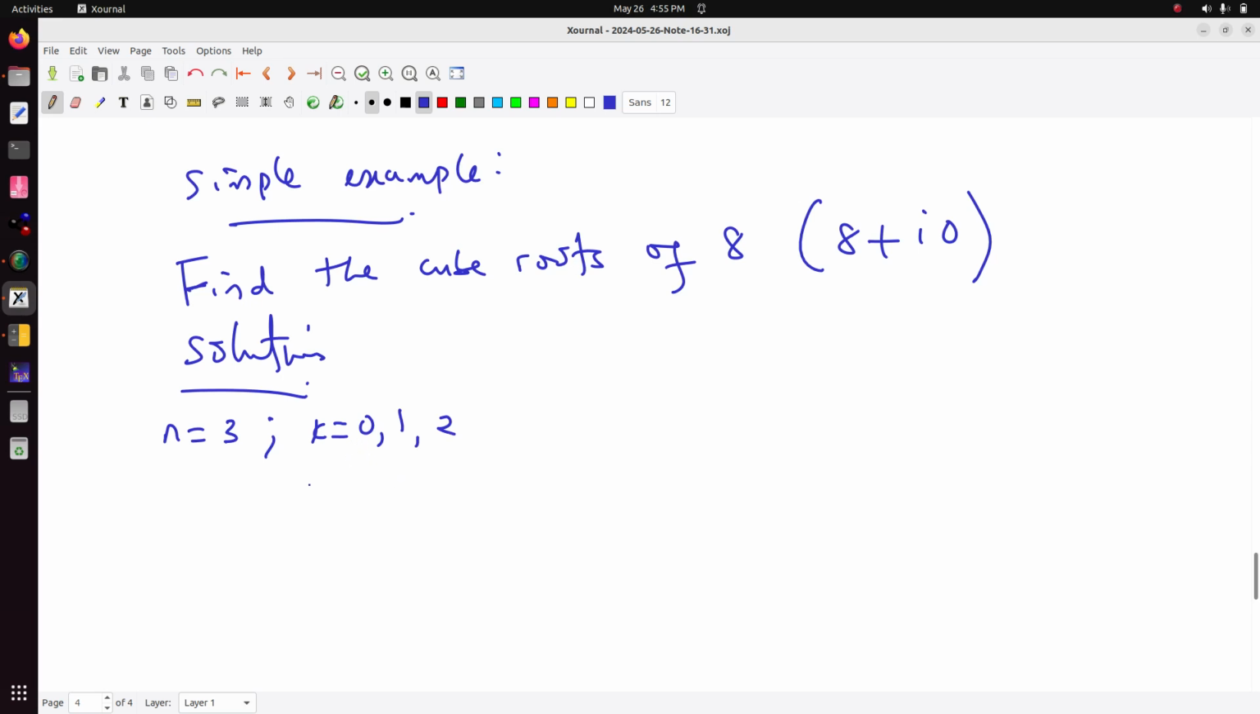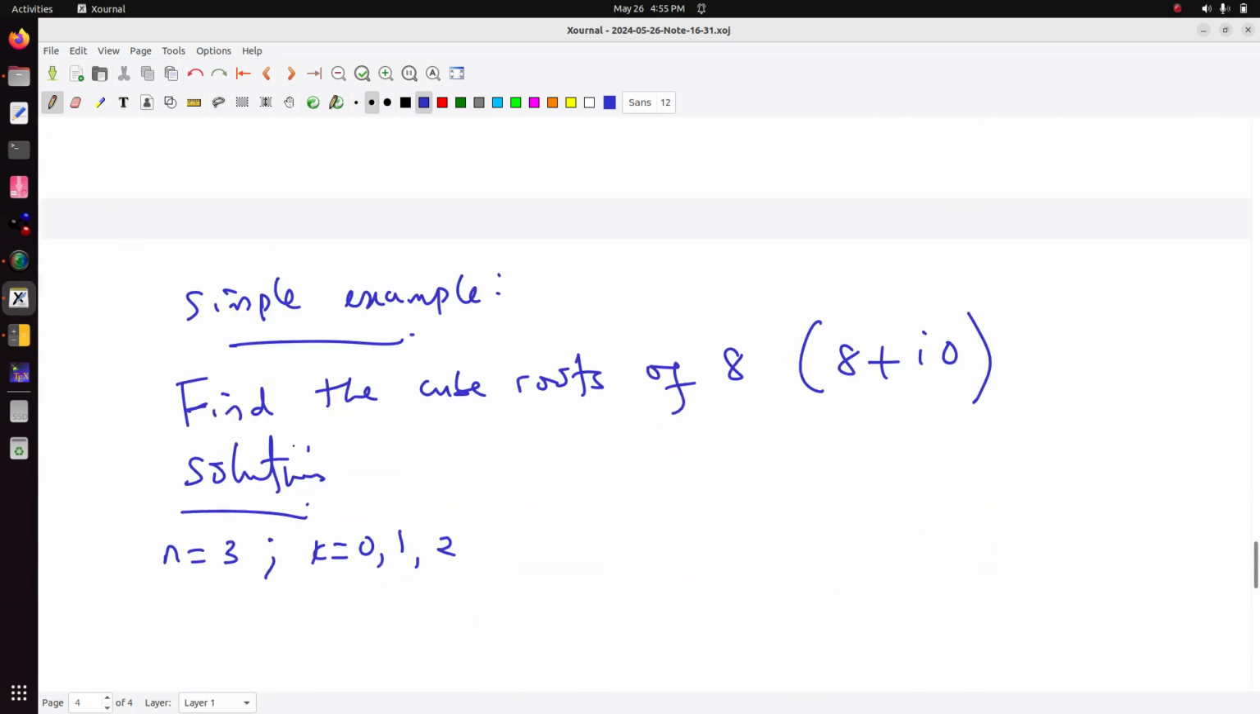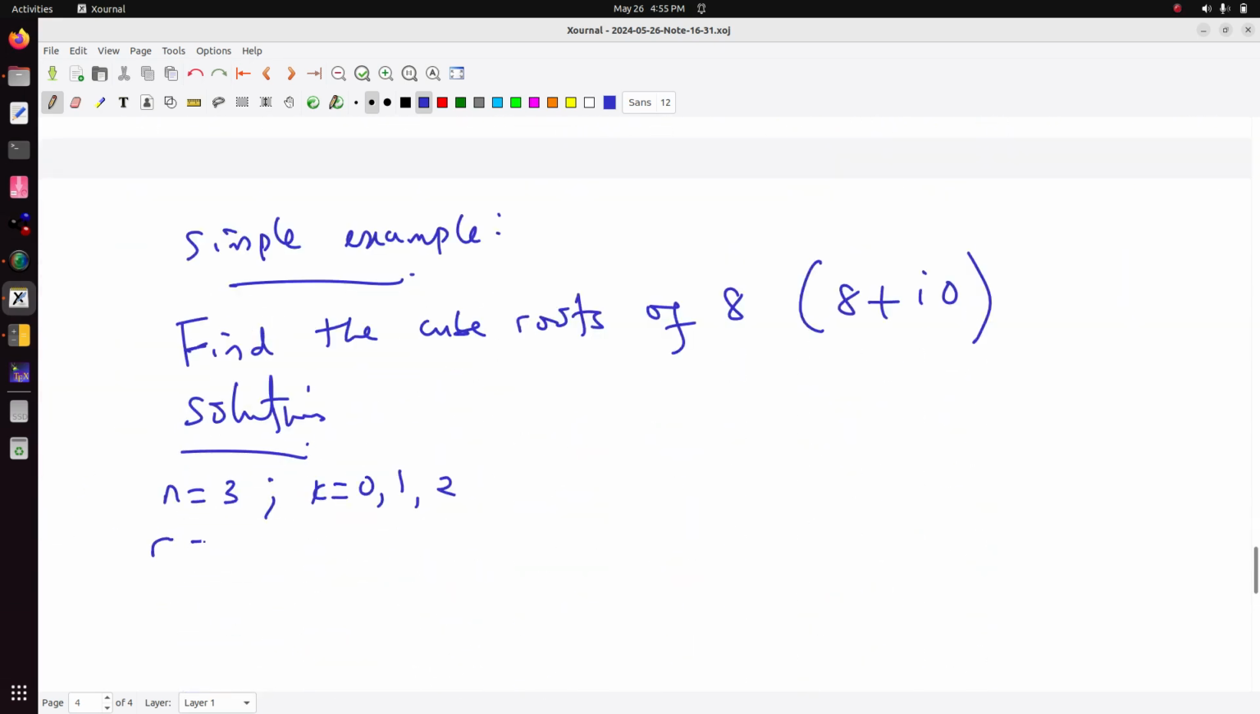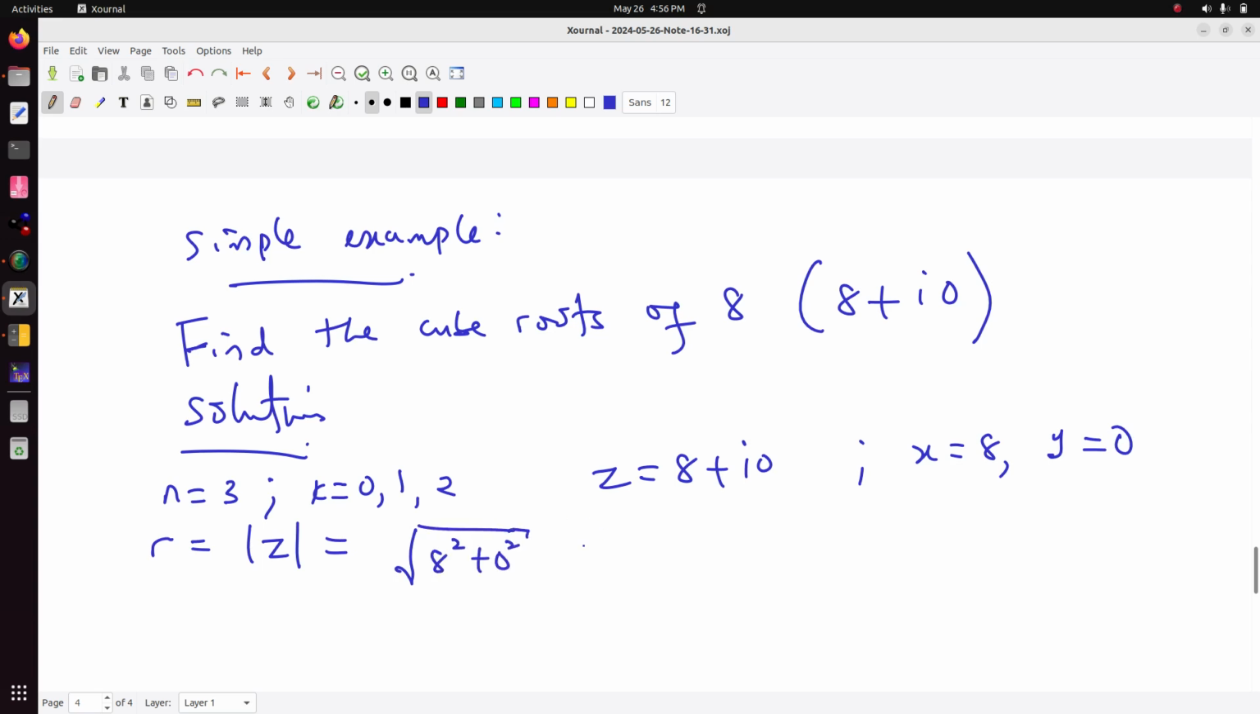What about r and theta? r is the modulus of z, and z in this case is 8 plus i0. So the real part, x, is 8, and the imaginary part, y, is 0. We want to find the modulus of z. In this case, it will be the square root of 8 squared plus 0 squared, which is the square root of 8 squared, which is just 8.